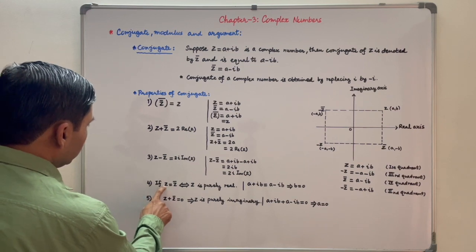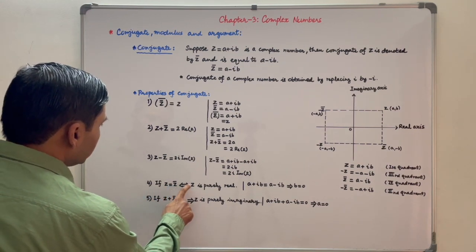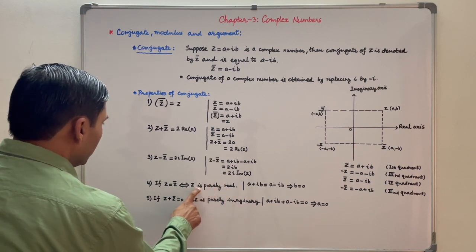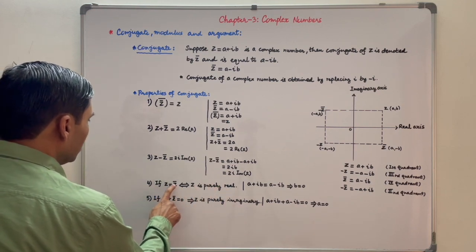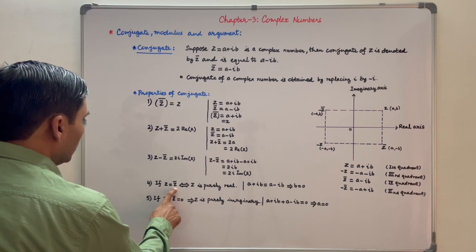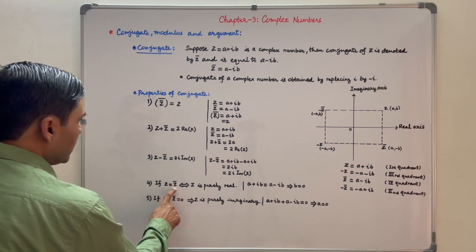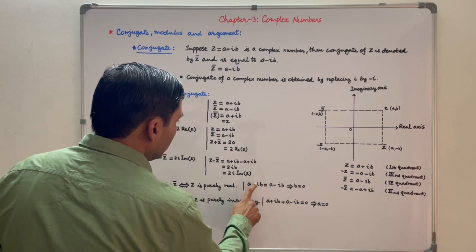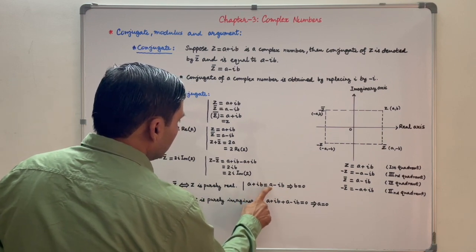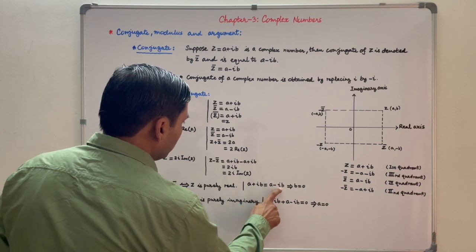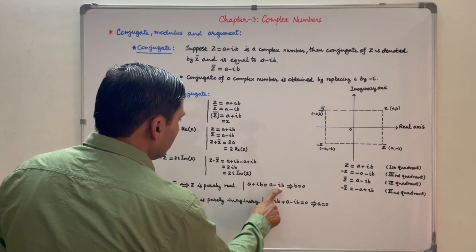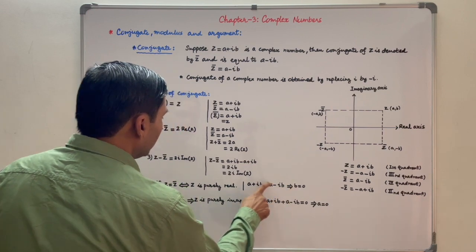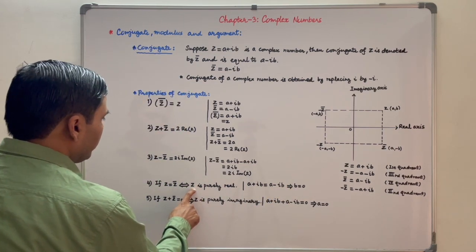Fourth property: if Z is equal to Z bar, it implies that Z is purely real, or if Z is purely real, it implies that Z is equal to Z bar. Let us see how. If Z is equal to Z bar, it means A plus iB is equal to A minus iB. A and A get cancelled. iB is equal to minus iB. It is possible only when B is equal to 0. That is, imaginary part is 0, or Z is purely real.